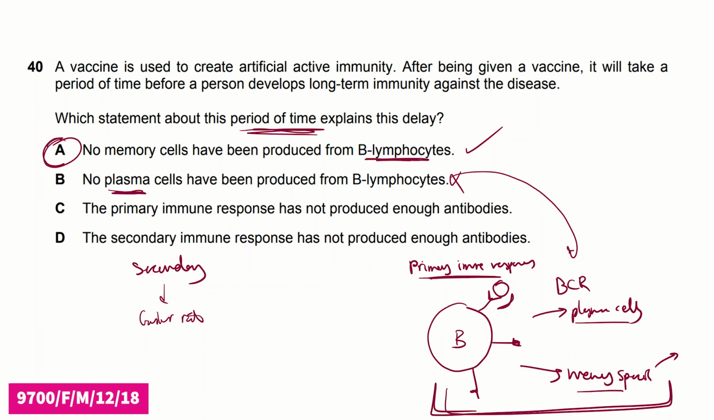Now for C, the primary immune response has not produced enough antibodies. There's no such thing as not producing enough antibodies. This does not cause the period of time delay that has been mentioned. Therefore, this is incorrect. For D, the secondary immune response has not produced enough antibodies. Now, this is totally incorrect because you just said that during the secondary immune response, antibodies are actually produced at an even greater rate than in the primary immune response. Therefore, the only logical answer in this case would be A, that memory cells take time to form in the primary immune response. This is why a delay has taken place.